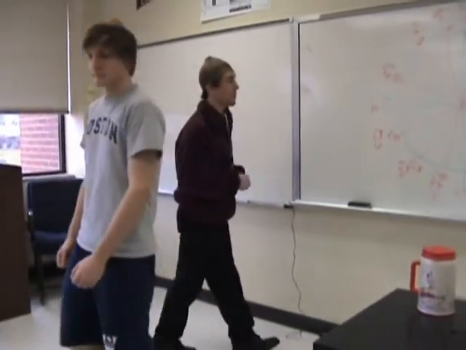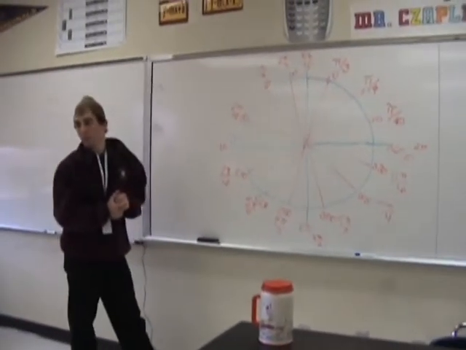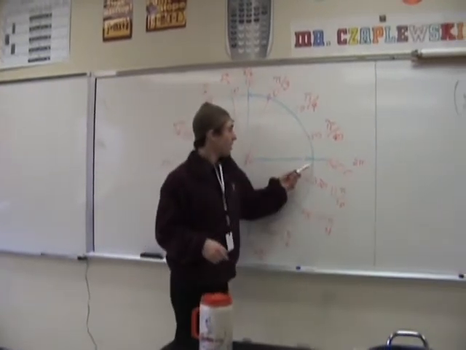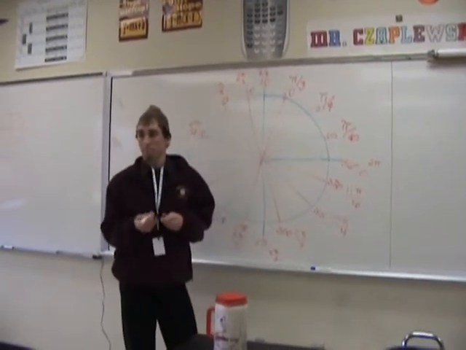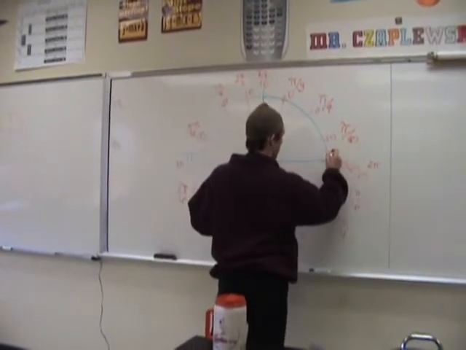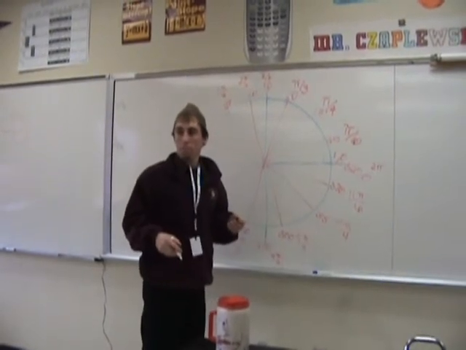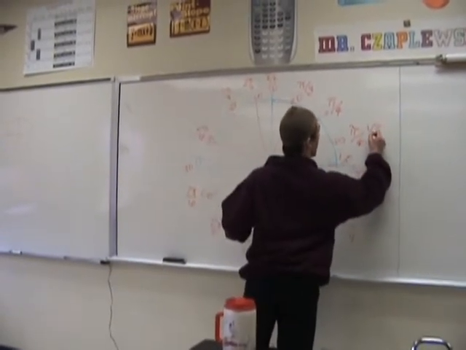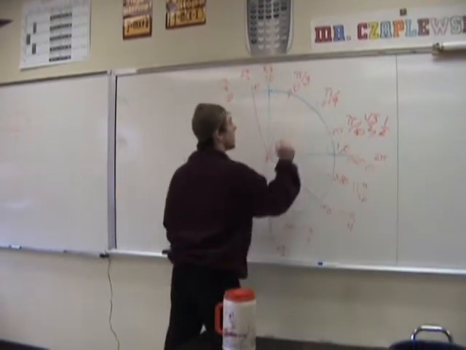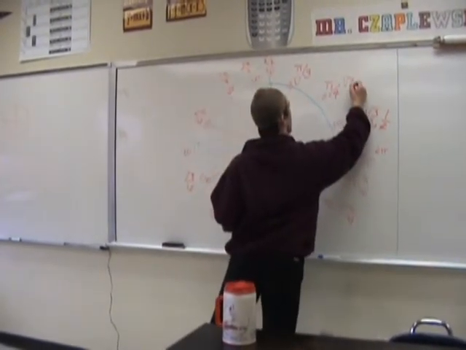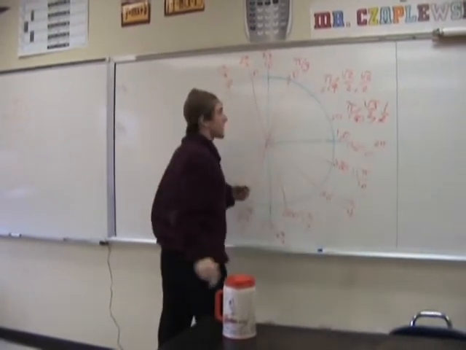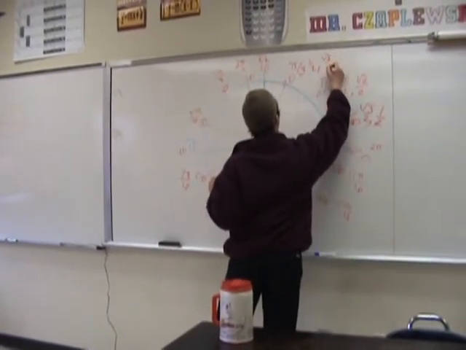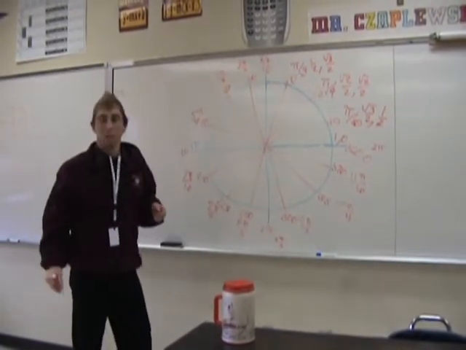Okay. Very good, Joe. The last part I wanted to teach you is about sine, cosine, and tangent. Now, what are the coordinates for 0 or 360? 1, 0. Okay. For 30? Square root of 3 over 2, 1 half. And for 45? Square root of 2 over 2, square root of 2 over 2. And for 60? 1 half, square root of 3 over 2. And 90? 0, 1.